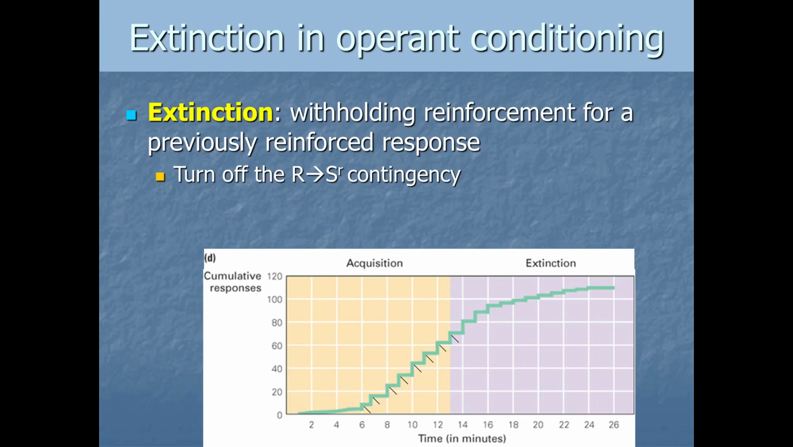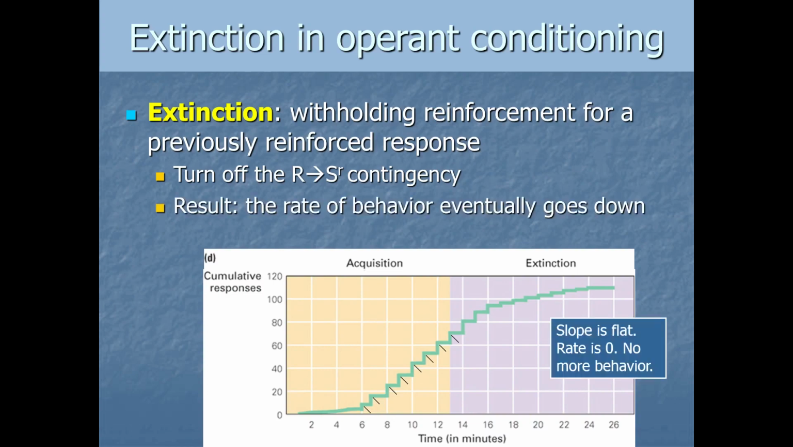But then in the purple part of the graph, starting around minute 13, we're no longer reinforcing the behavior. So no tick marks are showing up on the graph, right? And notice how the behavior goes from that nice, steady upward slope to a leveling off and becoming more flat, meaning much less behavior over time, a slower rate of behavior. So the result of extinction is the rate of behavior eventually goes down, possibly stopping altogether. So by the end of this graph, after extinction has been happening a while, the slope is flat. The rate of behavior is basically zero, no more behavior.